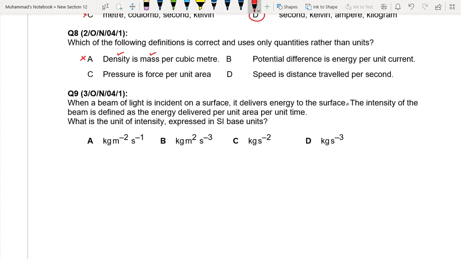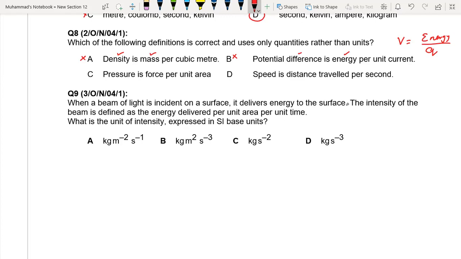Potential difference is energy per unit current. So potential difference is quantity, energy is quantity, and per unit current. This is incorrect formula. You know that potential difference is energy over charge. So this formula is incorrect, and you can even reject this choice because potential difference is quantity, energy is quantity, current is quantity. All these three are quantities, but the formula is incorrect.